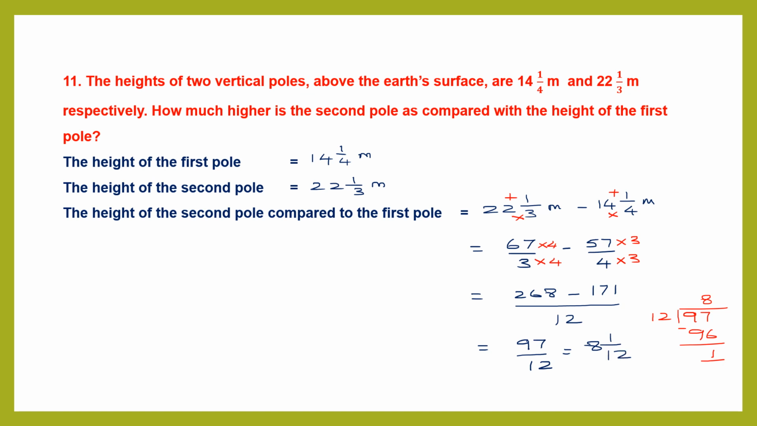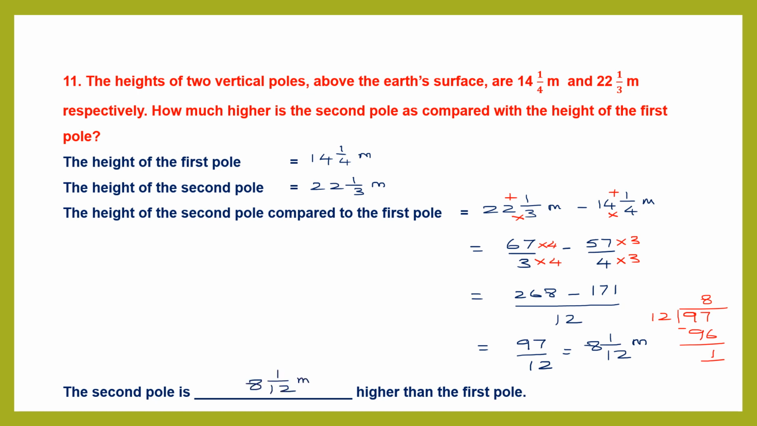So the second pole is 8, 1 by 12 meters higher than the first pole.